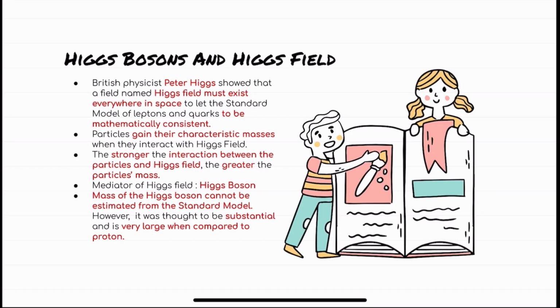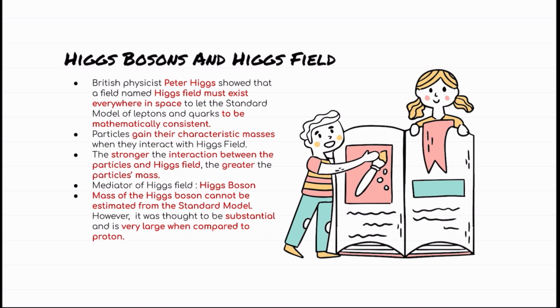To let the Standard Model of leptons and quarks be mathematically consistent, British physicist Peter Higgs showed that a field named the Higgs field must exist everywhere in space. The particles gain their characteristic masses when they interact with the Higgs field. The stronger the interaction between the particles and the Higgs field, the greater the particle's mass.